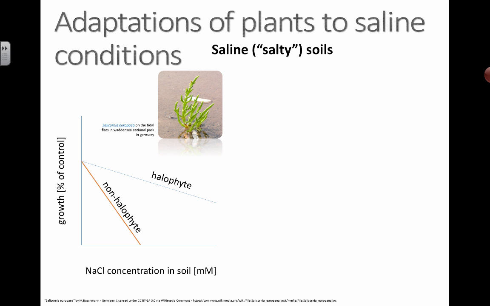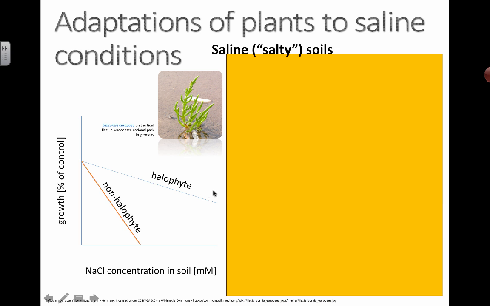Okay, in a previous video, I talked about specific adaptations of xerophytes. Xerophytes are plants that are adapted to live in very dry conditions, for example, desert plants. So another type of plant that we should probably talk about is something called halophytes.